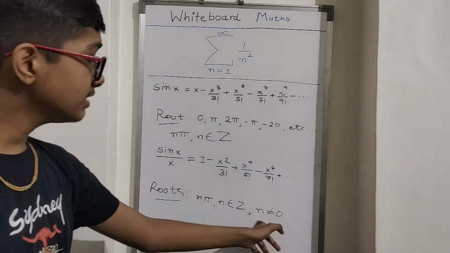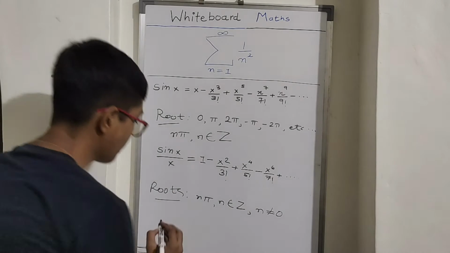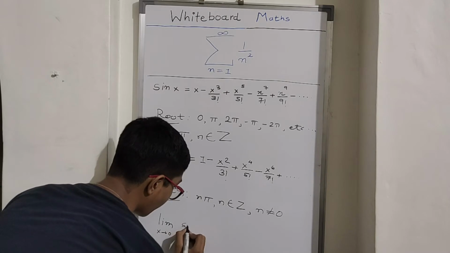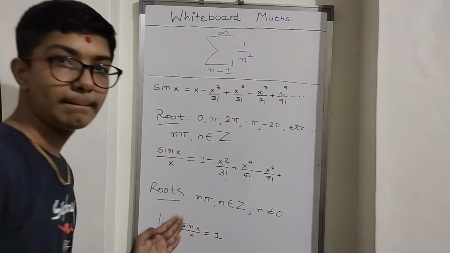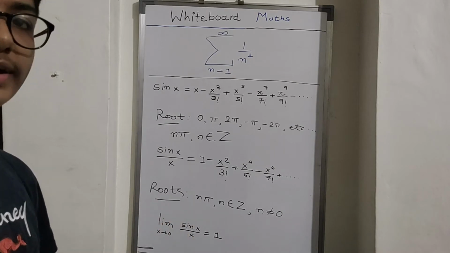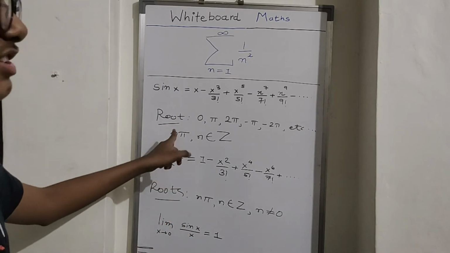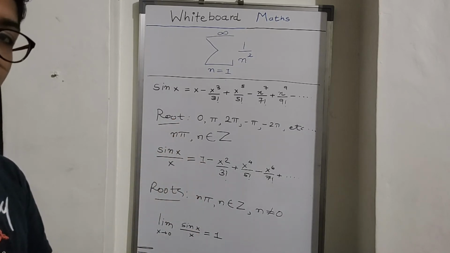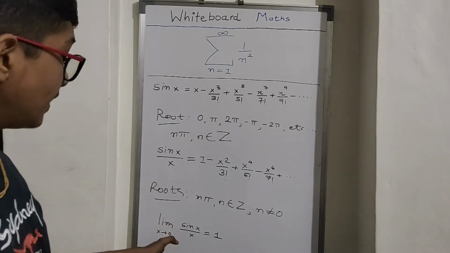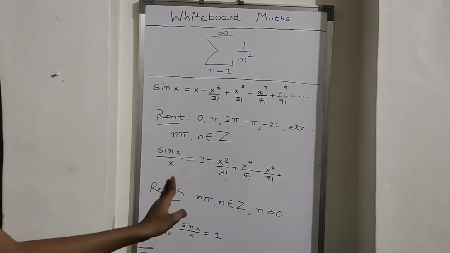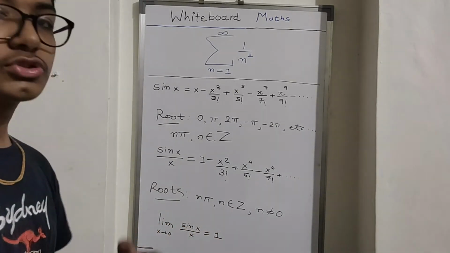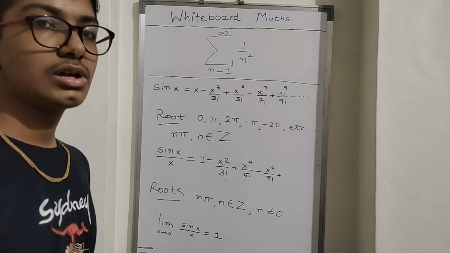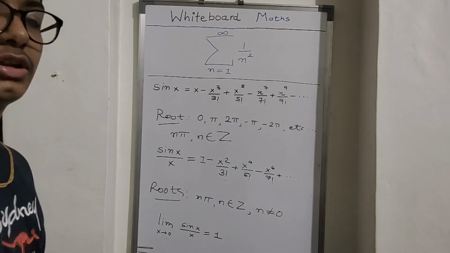And why is this the condition? Because at the point x equals 0, there is a 0 in the numerator and a 0 in the denominator, so it is kind of undefined. But if we take the limit of this expression as x goes to 0, then it converges to 1. So obviously in this case 0 cannot be the root. So I will rub the board and we will continue.